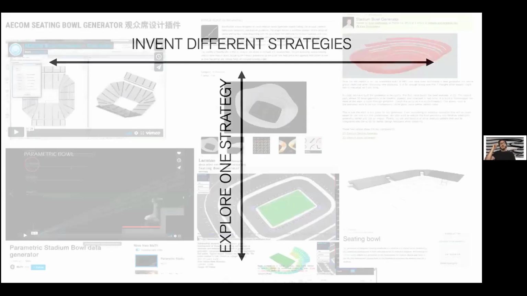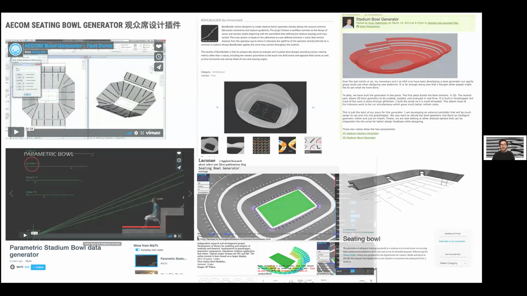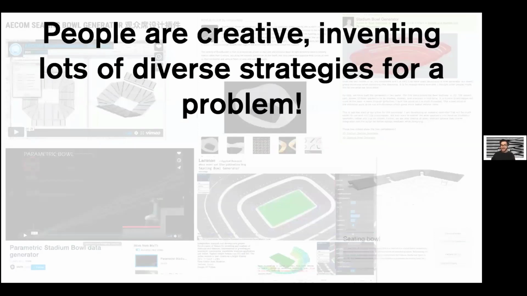One last quick point I want to make is that our tools have led us into a state like this, where a lot of people are building similar things over and over and over again. There are a lot of stadium bowl generators. And I think there are two reasons for this proliferation, and one of them is very good, and one of them is bad. In my mind, the good reason for this is that people are creative. People are inventing lots of diverse strategies to attack a problem. Like, the AECOM bowl generator is not going to be the same as the Lacunace bowl generator.